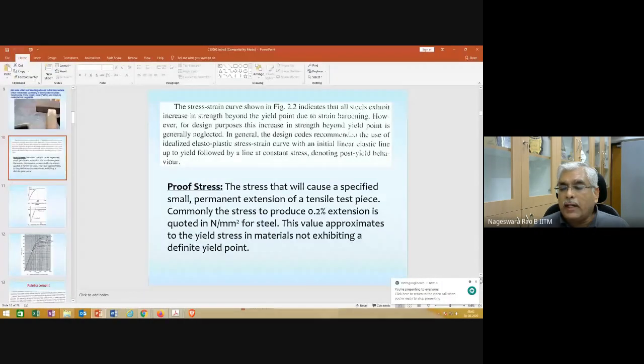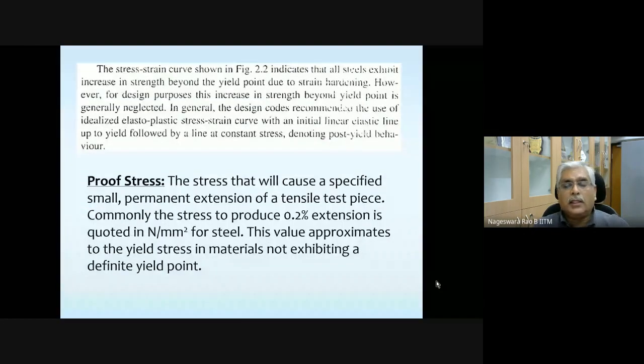So this is where we left yesterday. Let's go through this proof stress. What is the meaning of this proof stress? The stress that will cause a specified small permanent extension of a tensile test piece.